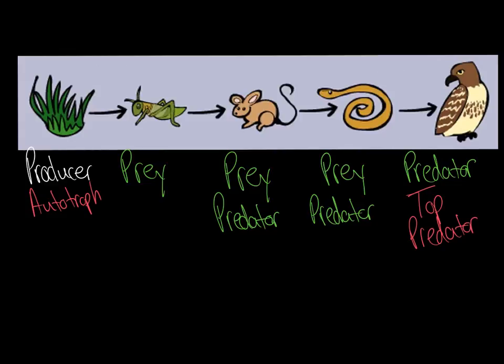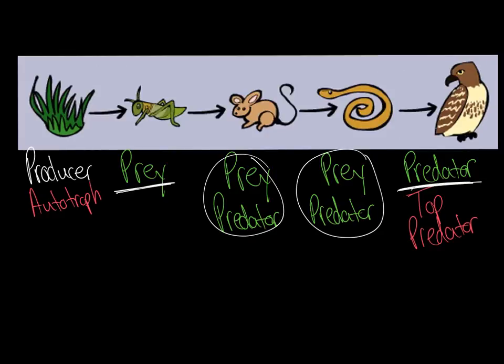So if you notice something interesting here, there's a pattern here. The very first consumer will always be prey only. The very top consumer or top predator will always be just a predator. And every organism that falls in between the bottom and the top will be both prey and predator.